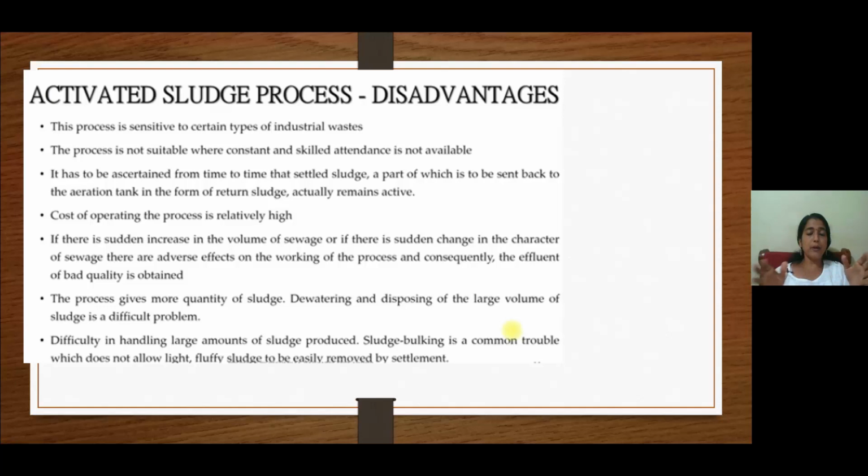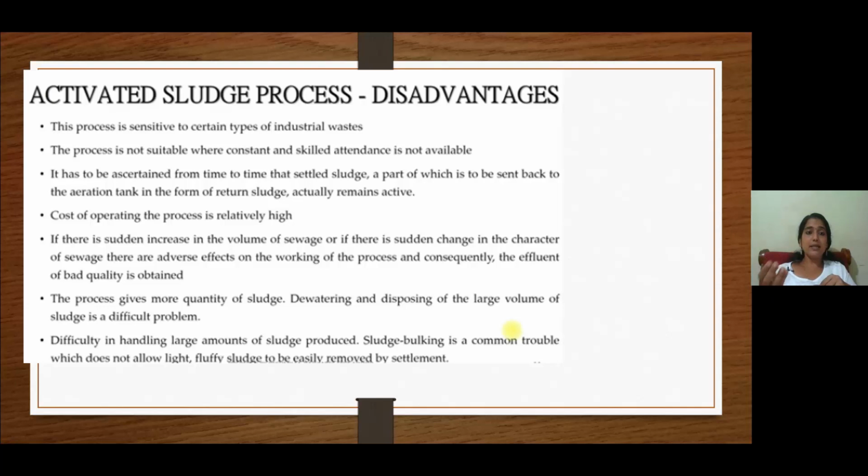Because it is a pure biological process, if the chemical present in the wastewater can hinder the action of microbes present in the wastewater, it will lower the action of the activated sludge process. It is not suitable where constant and skilled attendance is not available. The operational cost is more.